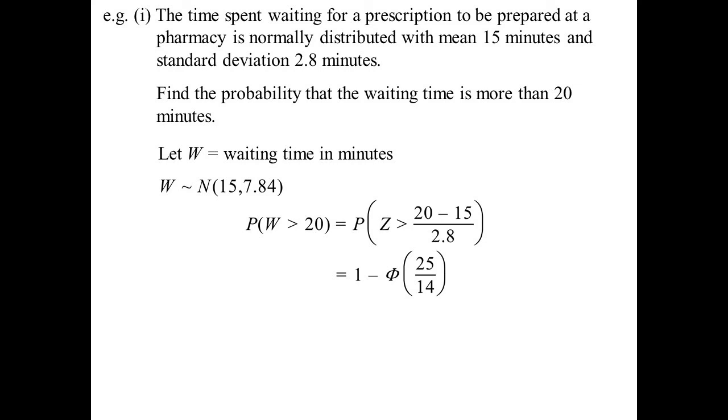To work that out, that's going to be 1 minus phi of 25 on 14, which I can now plug into my calculator, or look up in our table of values, and we get 0.03707. So actually, quite a small probability we'll be waiting more than 20 minutes. So we'll keep using that particular chemist.